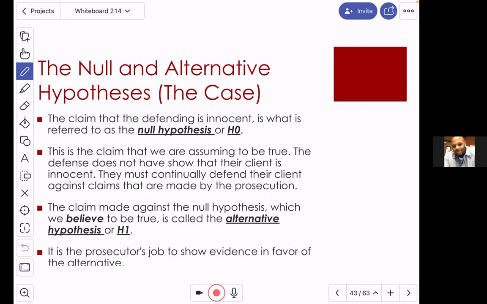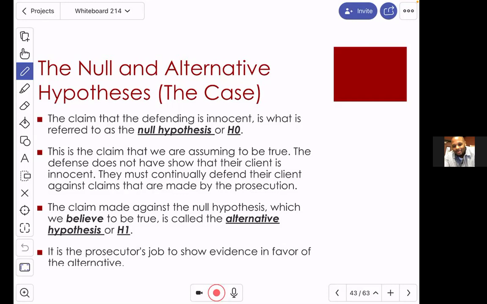And essentially, there's actually two claims. The first claim is the assumed claim. When you go to court for anything, if you're on trial for anything, what is the initial truth? Innocent until proven guilty. You are innocent until proven guilty. So the initial claim is what we call our null hypothesis. In statistics, we write the null as H0, or H-naught. It is the original claim or the assumed-to-be-true claim.